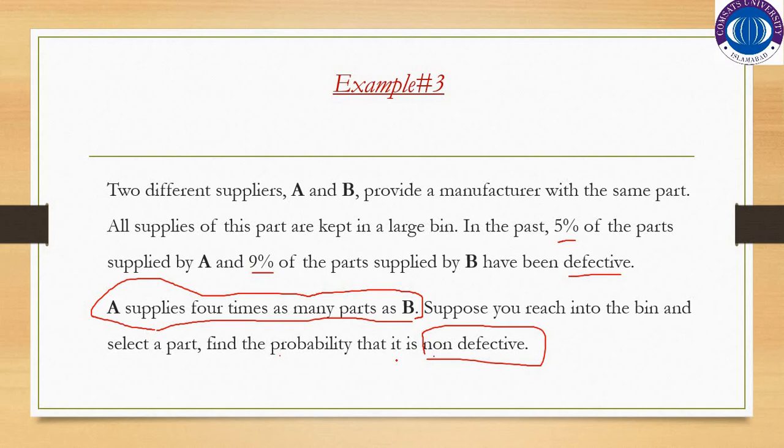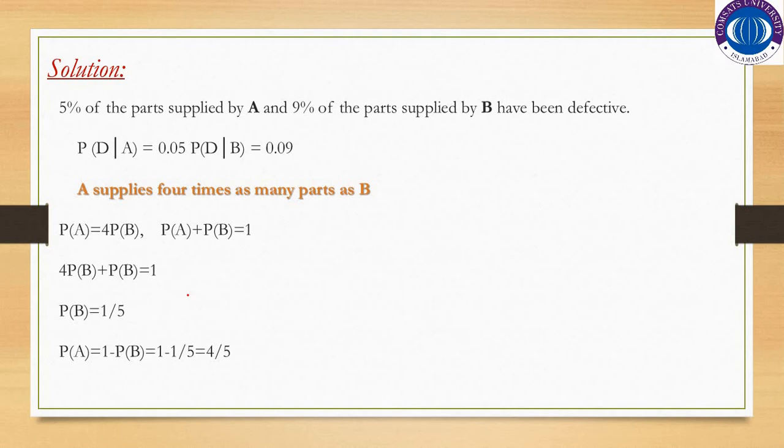Now the situation changes here. The information given to us is of the defective items, and the probability we have to find is for the non-defective. So what are we going to do? We have that the defective part provided by supplier A is 0.05, which represents the defective part. The defective part given by supplier B is 0.09.